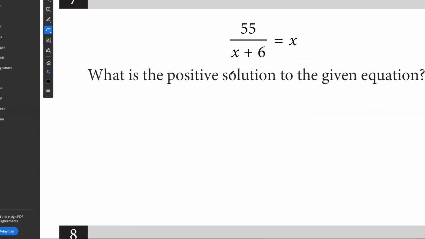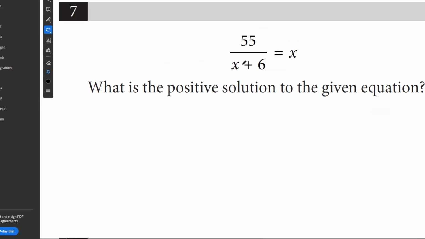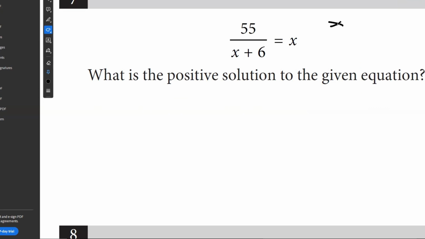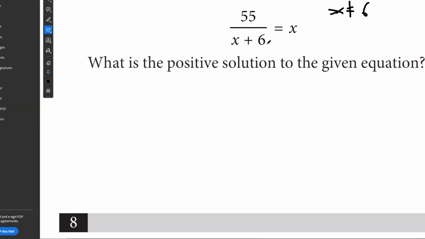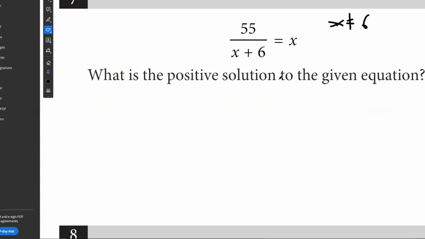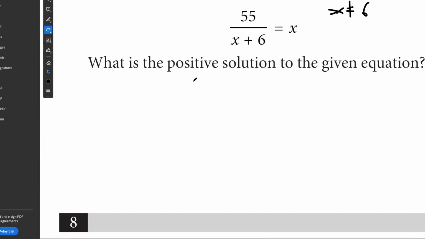So just make sure you don't lose points from this, and also make sure that you never end up with a situation where x is equal to 6, because the bottom cannot be equal to 0, otherwise it's going to be undefined, and even if it's a root, we're not counting that as a root. So let's just write the question: 55 divided by x plus 6 equals x.